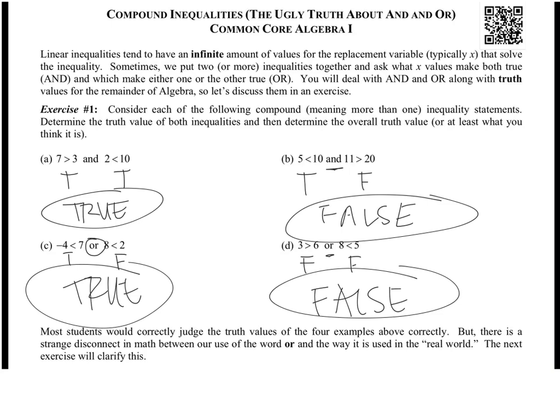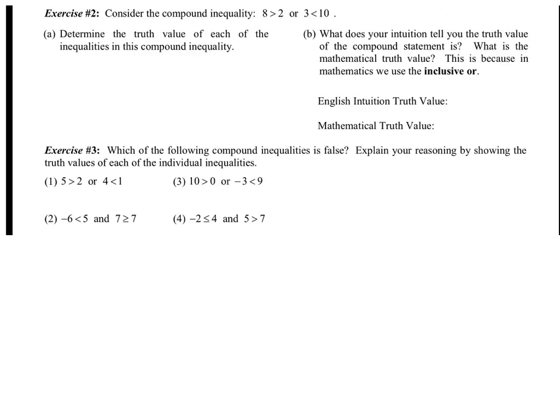Most students would judge the truth values of the 4 examples above correctly, but there is a strange disconnect in math between the use of the word or and the way it is used in the real world. The next exercise will clarify this. All right, consider the compound inequality. Determine the truth value of each of the inequalities in the compound. So 8 is more than 2, or 3 is less than 10.